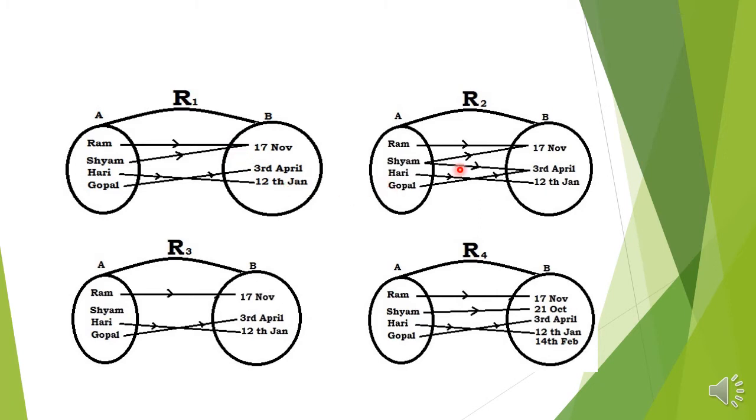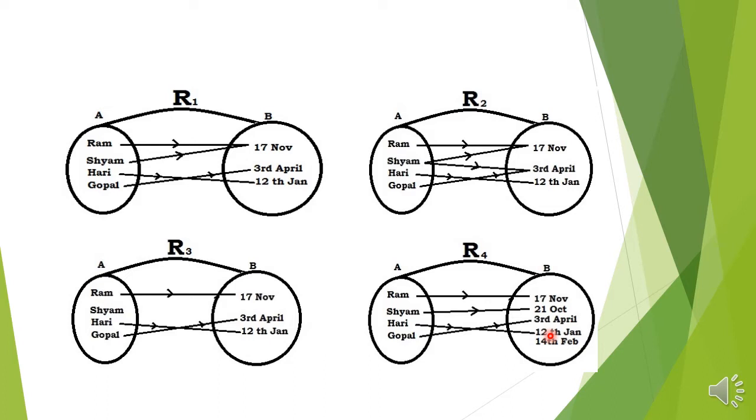In R2, let's see R2. Sam has a birthday on two dates, 17 November and 3rd April. We will come to it later. Let's see in short. Ram has a birthday on 17 November. Sam also has a birthday on 17 November, and Sam also has a birthday on 3rd April. Hari 12 November, and Gopal 3rd April. In R3, Ram has a birthday 17 November. Sam doesn't have a birthday; he just appeared. Hari 12th, and Gopal 3rd April. In R4, Ram on 17, Sam on 21, Hari on 3rd April, Gopal on 3rd April, Hari on 12, and there is 14th February, which is not mapped with any element of set A.